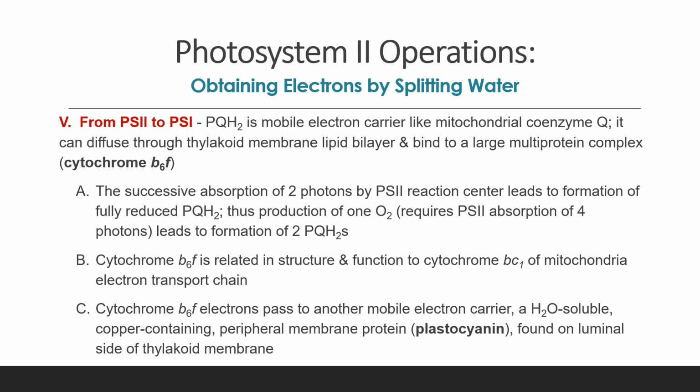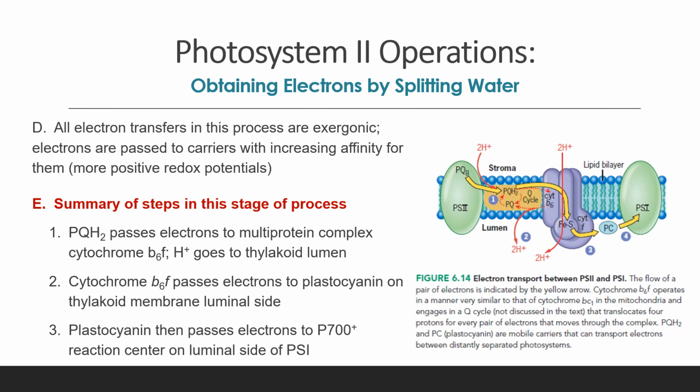Okay? So, cytochrome b6f is related in structure and function to cytochrome bc1 of the mitochondrial electron transport chain. From cytochrome b6f, electrons pass to another mobile electron carrier, a water-soluble copper-containing peripheral membrane protein called plastocyanin, found on the luminal side of the thylakoid membrane. So all electron transfers in the process are exergonic, and electrons are passed to carriers with increasing affinity for them, so more positive redox potentials.